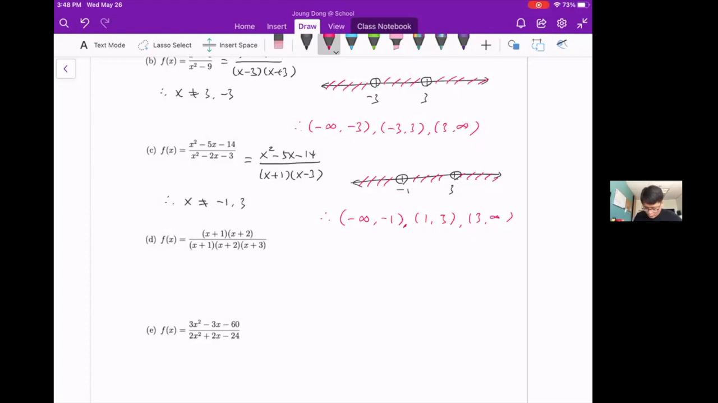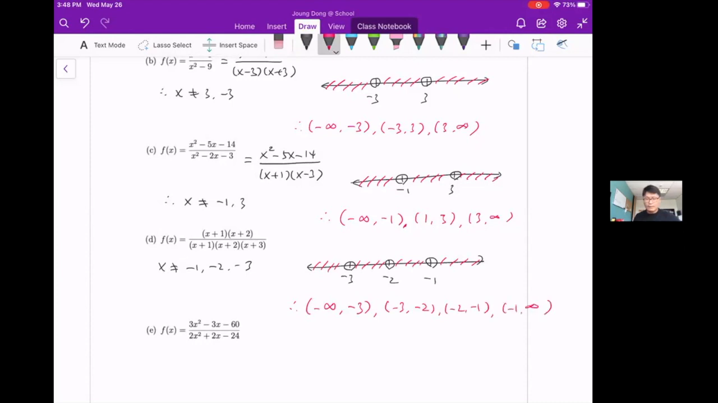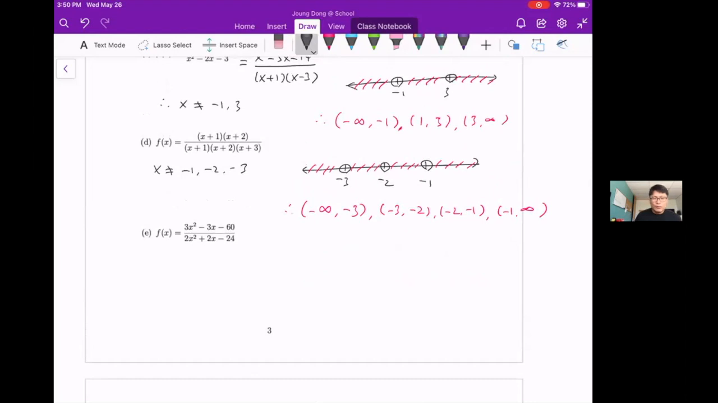So we know x cannot be equal to -1, -2, and -3. So on the number line, exclude them. So we have four separate sections. Okay, in interval notation: -infinity to -3, -3 to -2, -2 to -1, and -1 to infinity. It's okay.